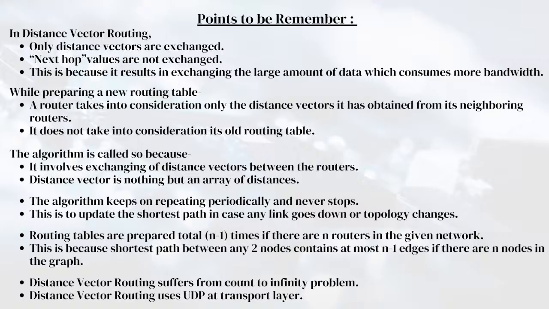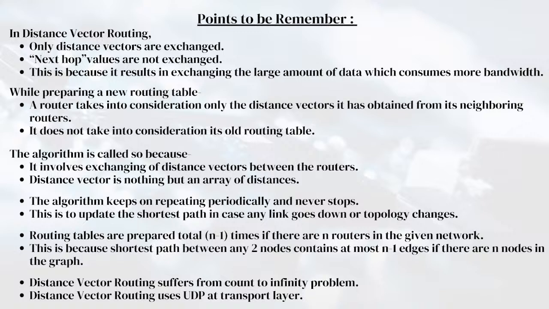The points to remember here: only distance vectors are exchanged, not the next hops. This is because exchanging next hops would result in a large amount of data, which consumes more bandwidth. While preparing a new routing table, a router takes into consideration only the distance vector it has obtained from its neighboring routers. It does not take into consideration its older routing table.